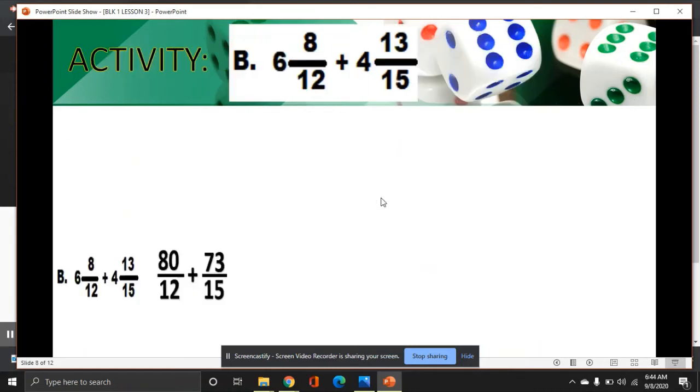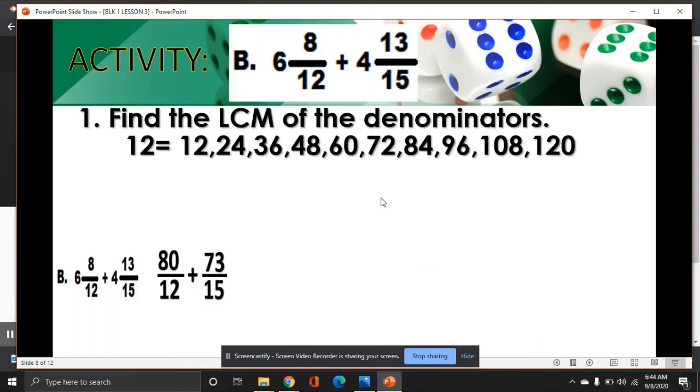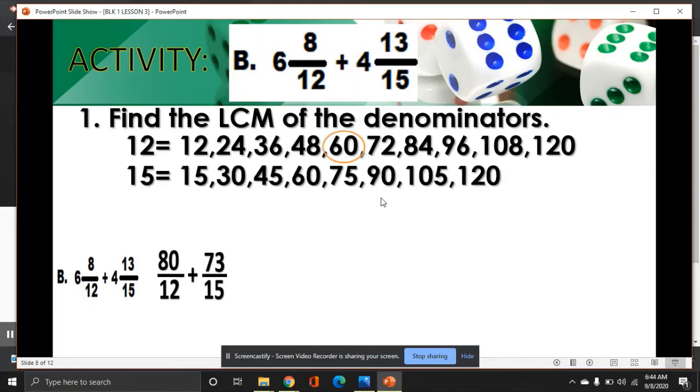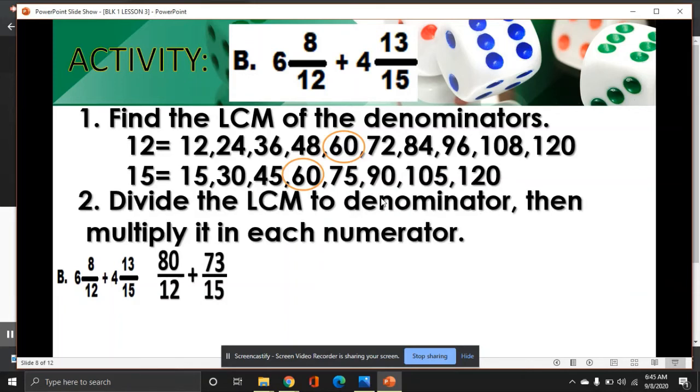of the denominators. So we have here the multiples of 12: 12, 24, 36, 48, 60, 72, 84, 96, 108, 120. How about 15? We have 15, 30, 45, 60, 75, 90, 105, 120. If you will observe, the least common multiple of 12 and 15 is 60. So 60 would be our new denominator.